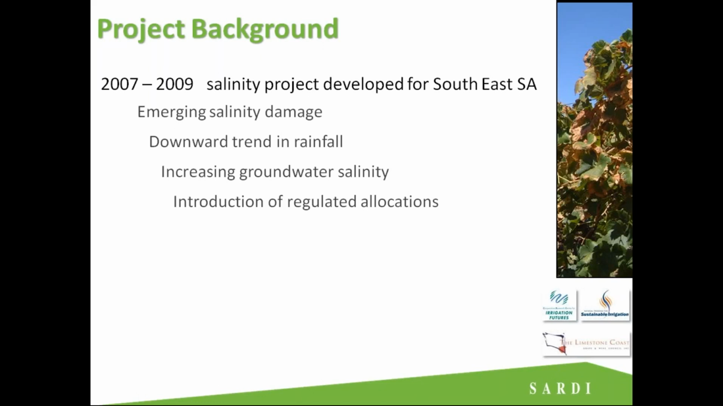So through that period we were in a period of drought. In the southeast there was emerging salinity damage, there was a downward trend in rainfall, the quality of the groundwater, which was their principal irrigation source, was reducing, or increasing in salinity, and there was also the pending introduction of regulated allocations which have since come to pass. And all of these were leading already to some fruit quality issues and some fruit ripening issues, and there was a bit of concern at the time that it was going to be an increasing problem for them. What happens when these conditions continue without a break in the drought?